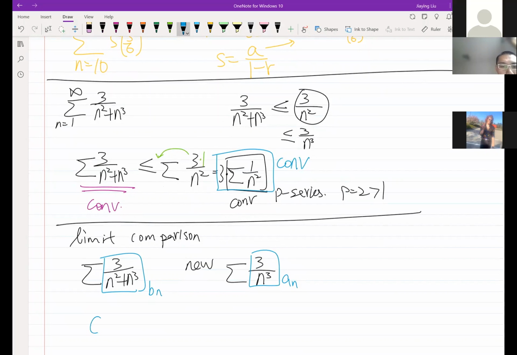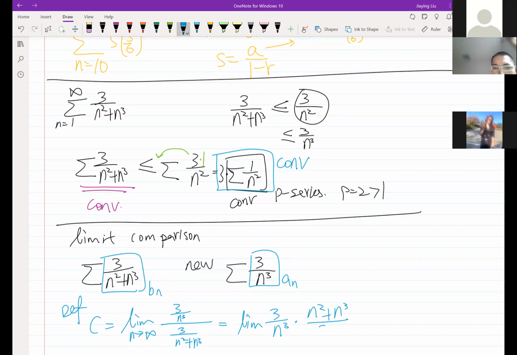And then we can define C, which is the limit as n goes to infinity of An over Bn, which is 3 over n cubed divided by 3 over n squared plus n cubed. If you simplify this and carry out that process, it should give you a positive finite number. So I'm going to leave it there. That means they behave the same way. Then you take this new one, because this one is a lot easier to find convergence. It's actually convergent.